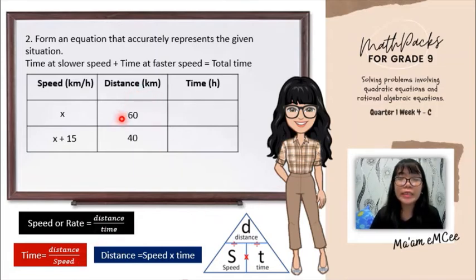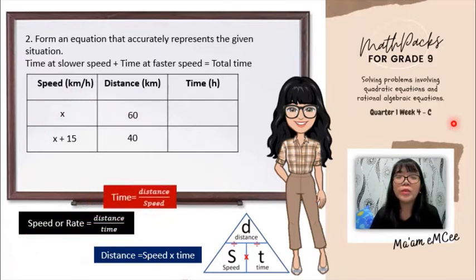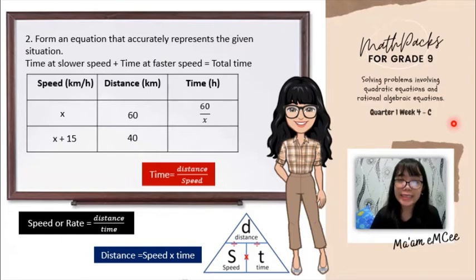Our distance is 60 kilometers. Our speed is x. So that means to say our time is equal to 60 over x. So this is our time for the slower speed. And then for our faster speed, we have here 40 as your distance and your speed is x plus 15. That means to say your time is equal to 40 over x plus 15. So these are our representation of our time. We have 60 over x for the slower speed and then 40 over x plus 15 for our faster speed.